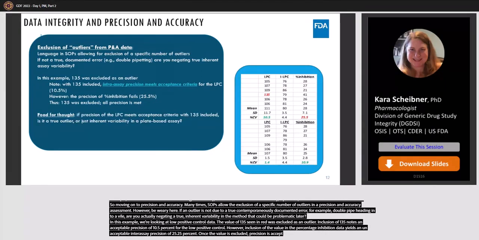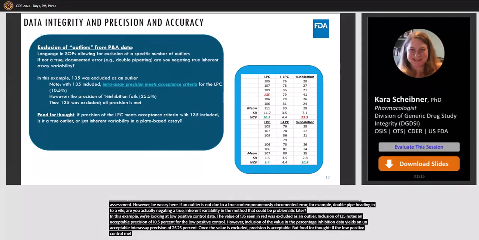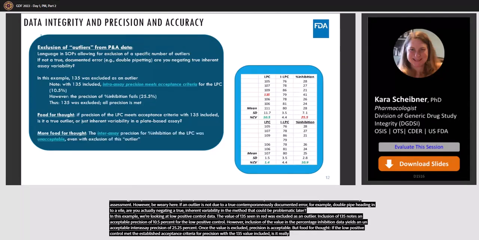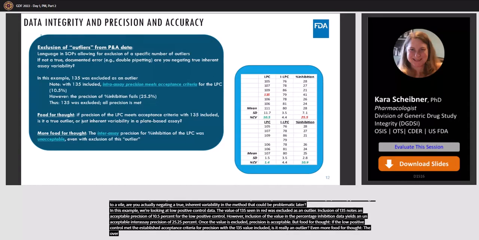But food for thought, if the low positive control met the established acceptance criteria for precision with the 135 value included, is it really an outlier? Even more food for thought. The overall inter-assay precision for percentage inhibition of the LPC still failed, even with exclusion of this outlier. So again, this could indicate that the assay truly has higher variability.